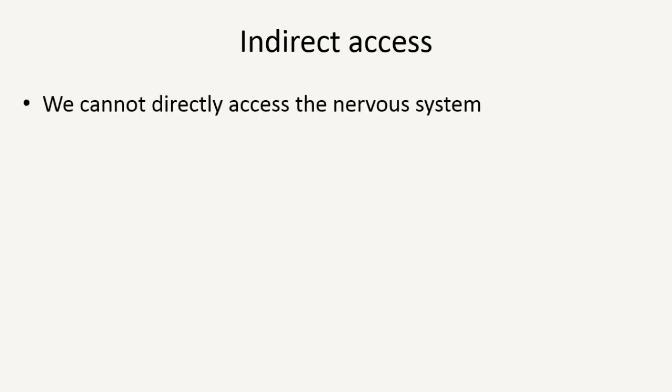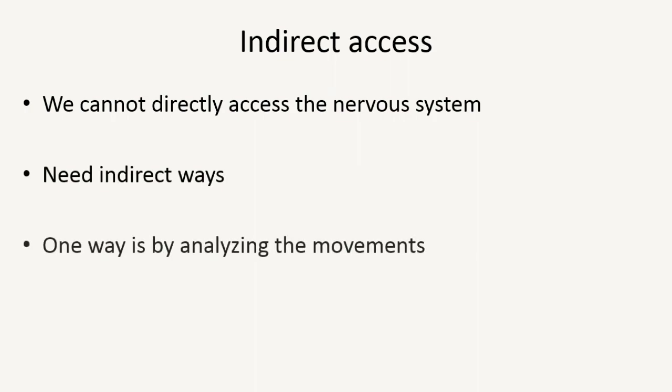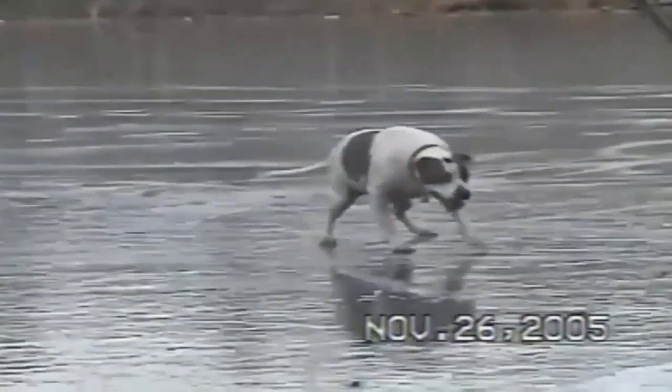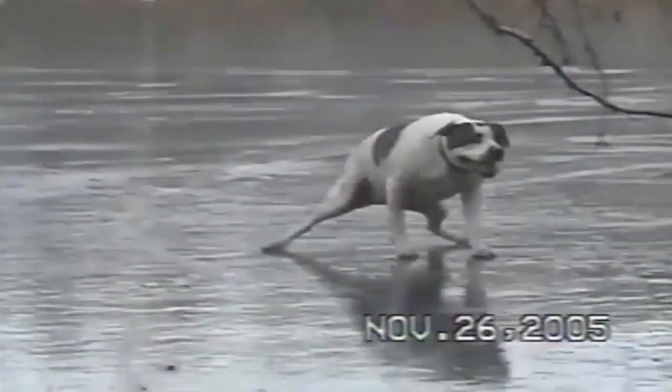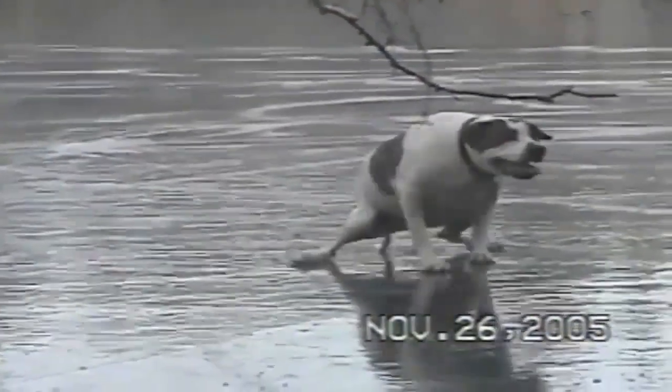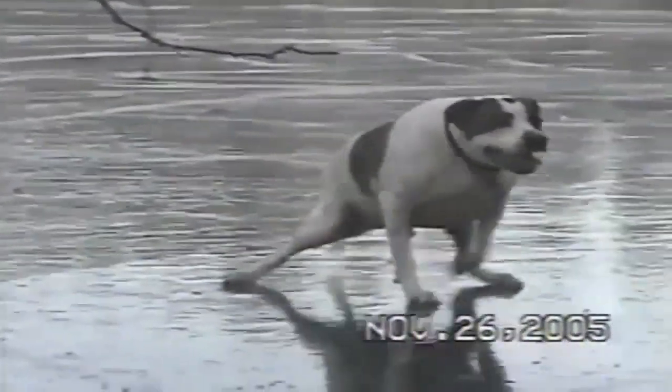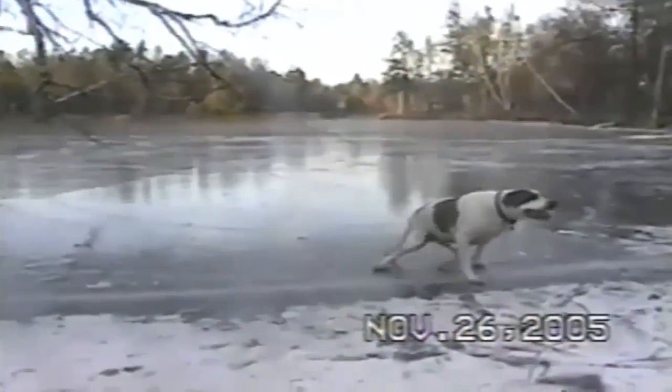We cannot directly access the nervous system to read these algorithms, so we need indirect ways. For example, one way is by observing and analyzing the movements of the animal. For example, here, the walking of this dog teaches us that it can sense the friction coefficient of the substrate, and when it realizes that the ground is slippery, it decides to go in this amusing way that we see here.